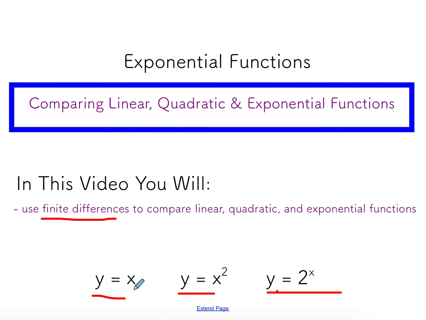Okay, so lines are characterized by the degree of 1 on the variable. Quadratics or parabolas are characterized by a degree of 2, and exponential functions have a constant base. So in this case, I've got a 2, and that's being raised to some variable power. So that's the first thing you sort of need to know about comparing these three types of functions.